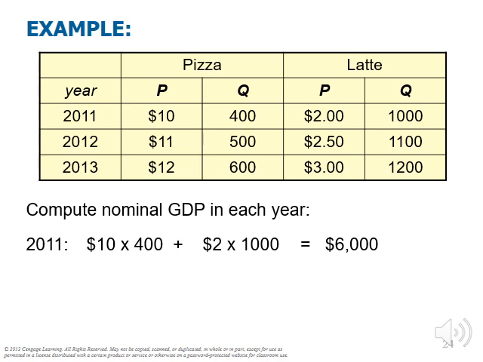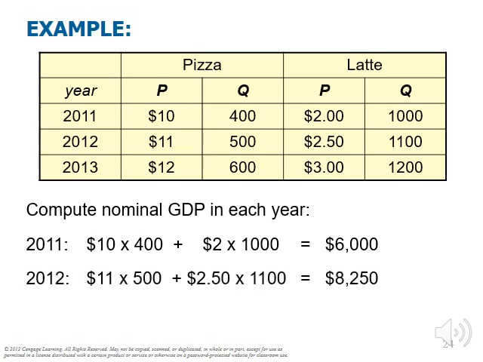In calculating nominal GDP for each of our years, we will value output at whatever the current market price is. In 2011, the market price of pizza was $10, and we'll multiply that by the 400 units to get the total value of pizza production. We will then add that to the total value of latte production. We produced 1,000 lattes and sold them for $2 a piece. Collectively, our GDP, the total market value of all goods and services produced in our little economy, is $6,000.